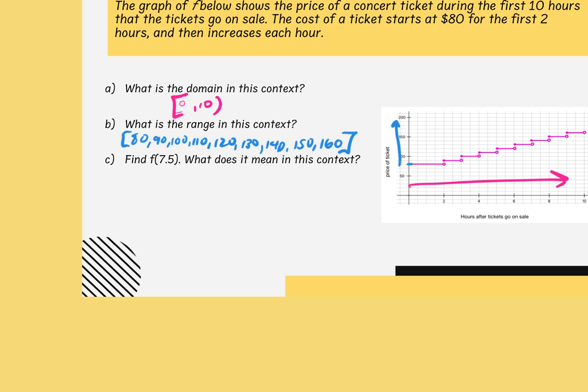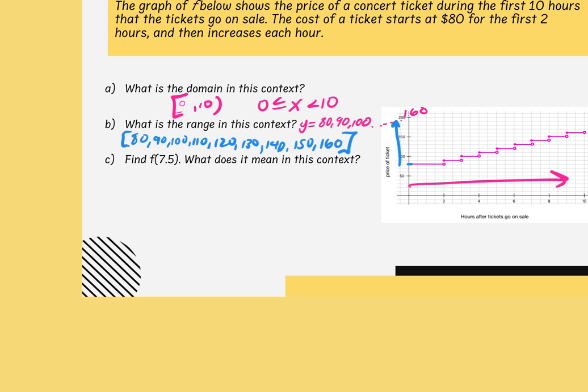If you were doing this in inequality, this would be 0 is less than or equal to x, which is less than 10. And then this, you would literally say y equals, and we would list it 80, 90, 100, and dot, dot, dot, all the way to 160. You'd have to list them all. I'm putting the dot, dot, dot, but you'd actually have to list it all.